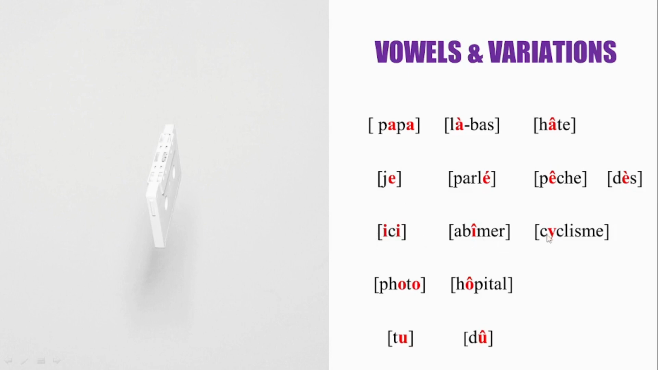And here we have ici, abîmer, cyclisme. Ici, abîmer, cyclisme. Photo, hôpital. Photo, hôpital. Then down here we have tu, du, tu, du.